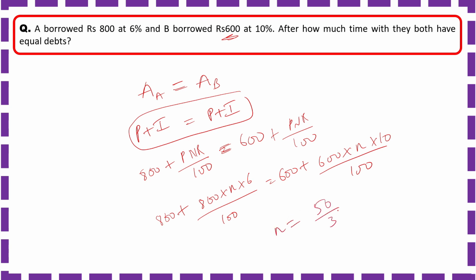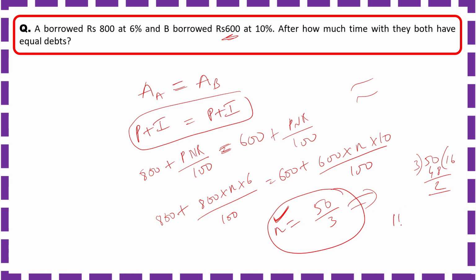What is this? 50 by 3 is the number of years. So N should be expressed in years, be it simple interest or be it compound interest. It must be expressed in years. Please remember this. So we can further simplify 50 by 3, so 16 2 by 3 years. So after 16 2 by 3 years, their debts, their amounts will be equal, right?